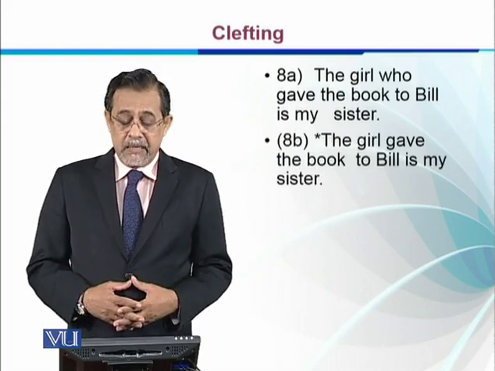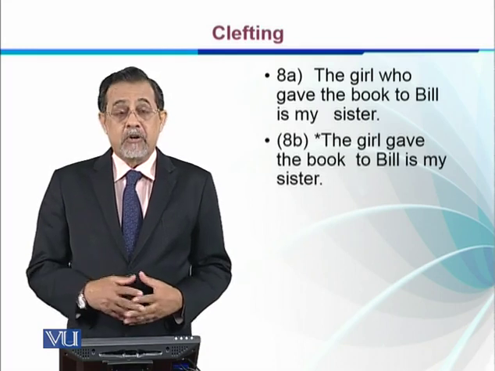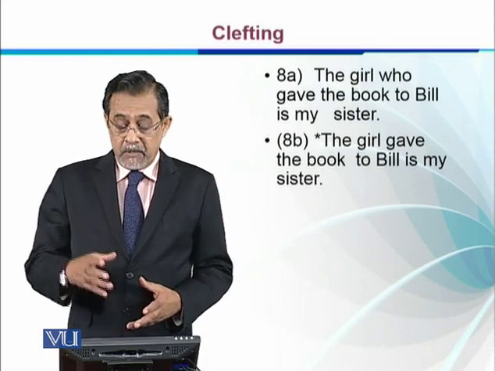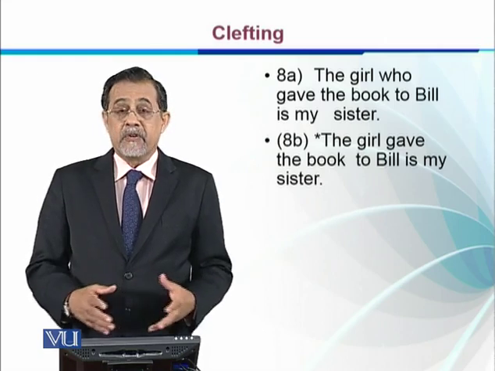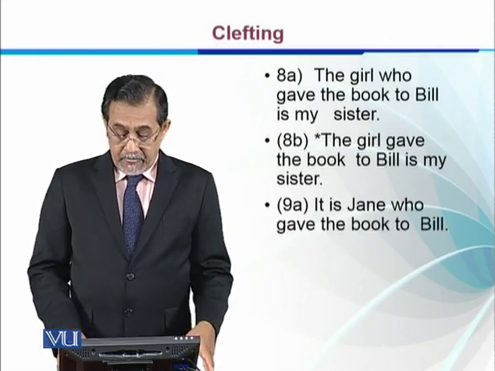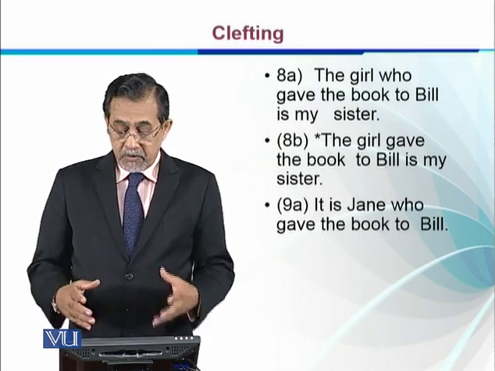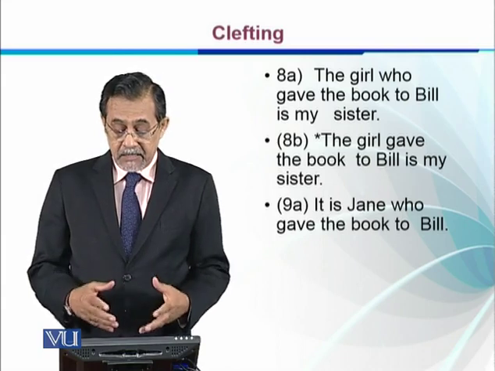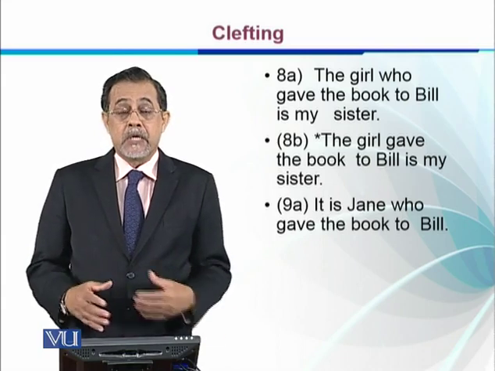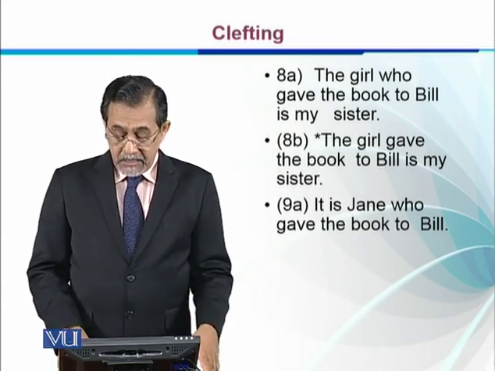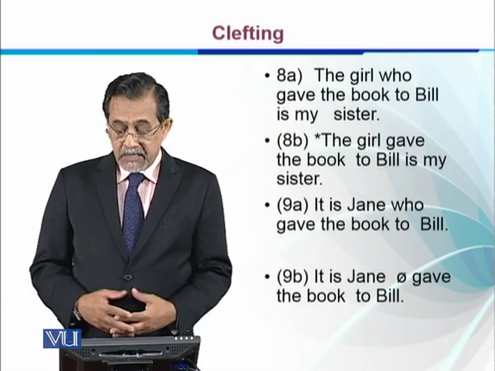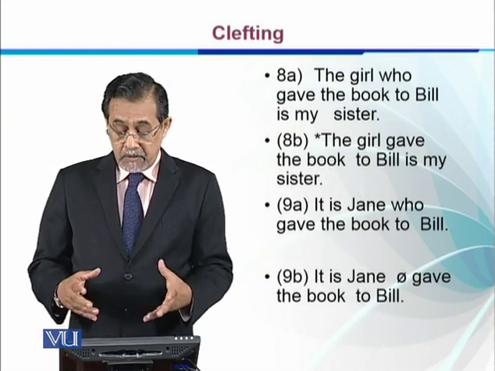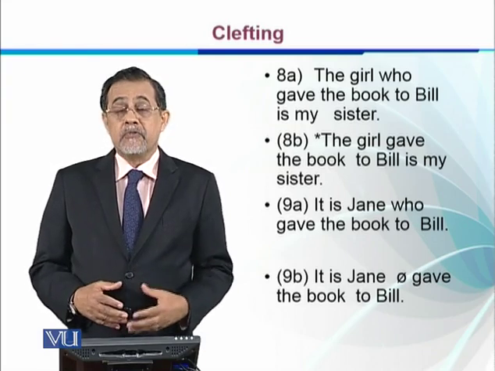It's a normal relative clause, so we cannot omit the relative pronoun because it is the subject of the verb gave. Now, it is Jane who gave the book to Bill. As it is a clefting sentence, Jane has been brought forward to give emphasis. So in this we have the possibility: we can say it is Jane, then zero relative pronoun, gave the book to Bill.